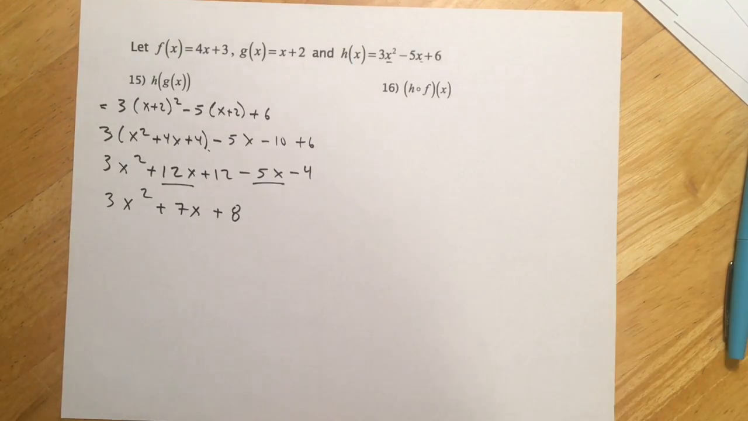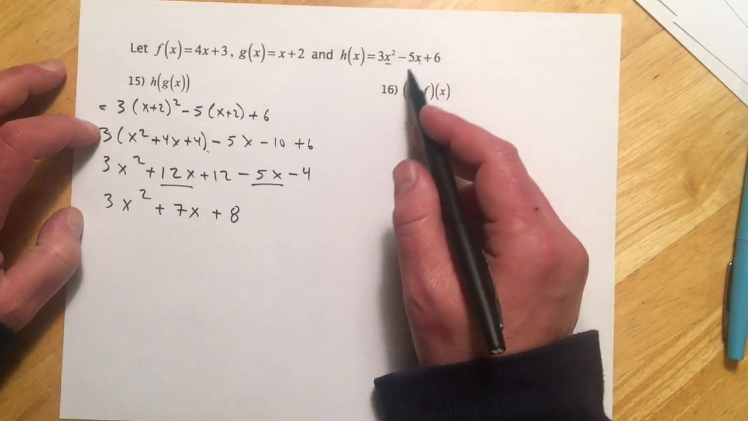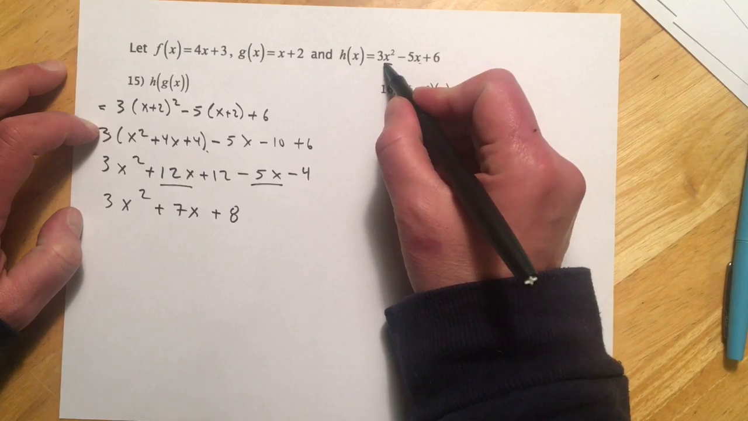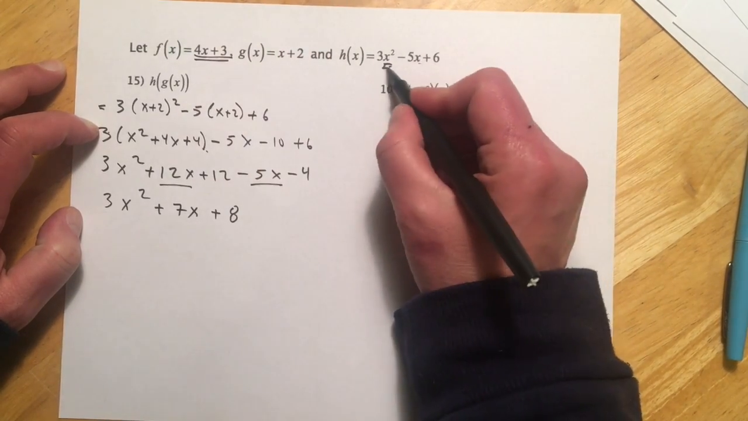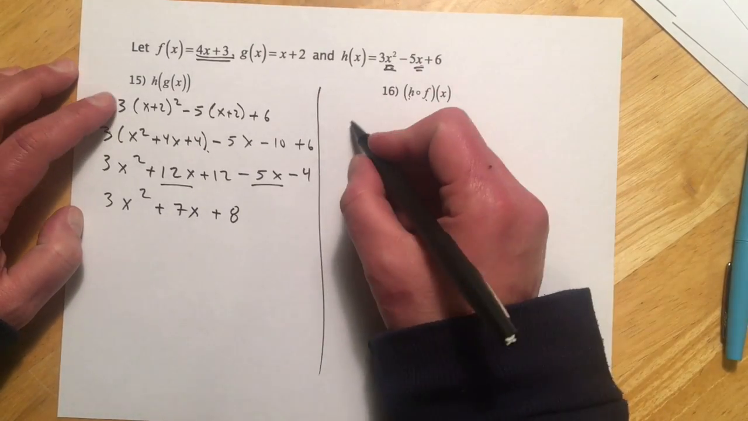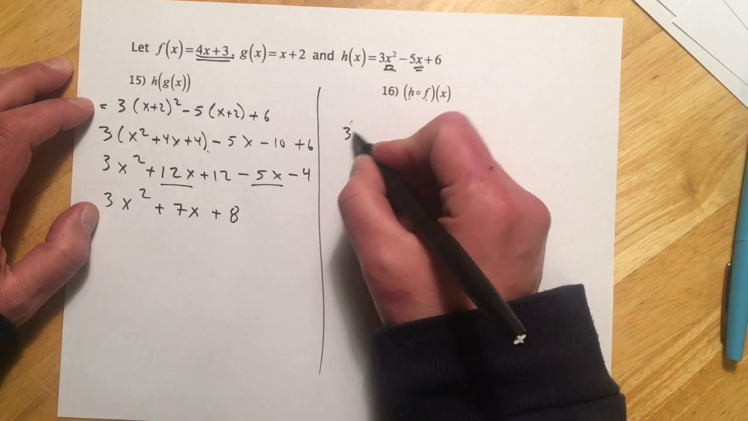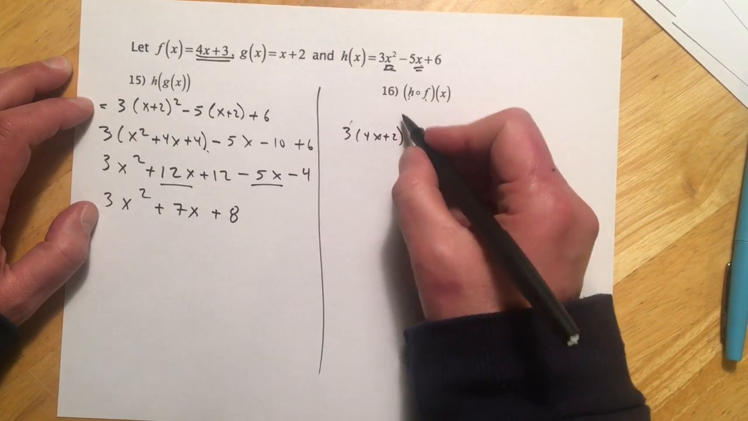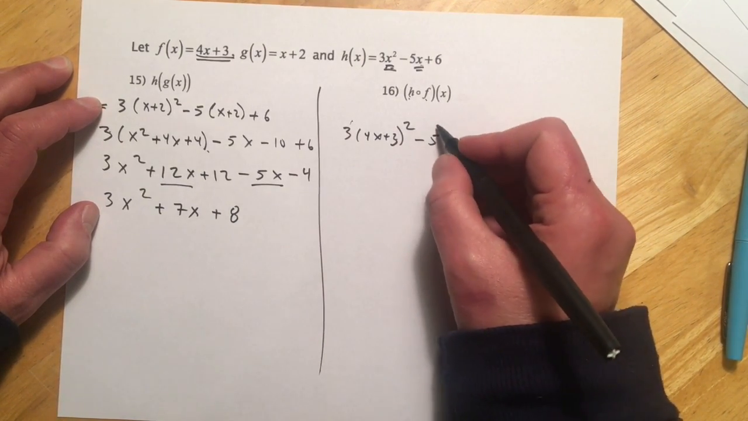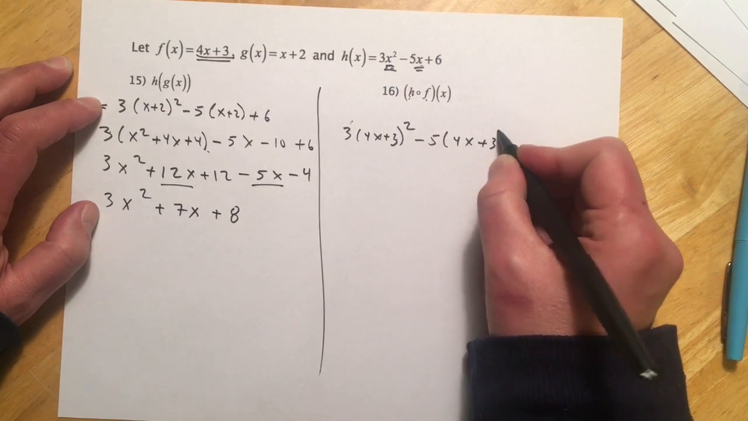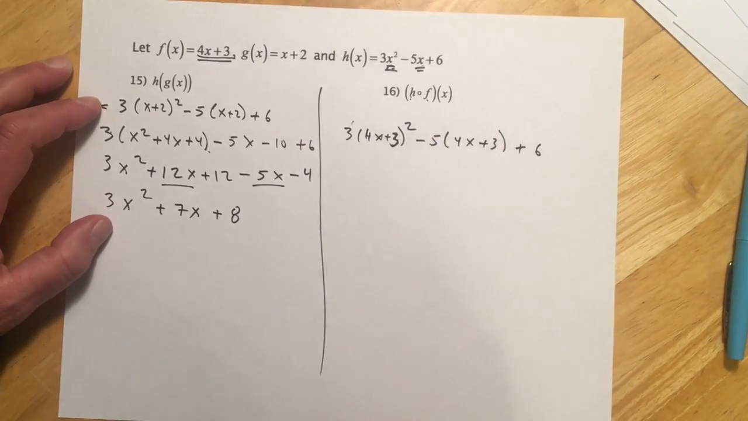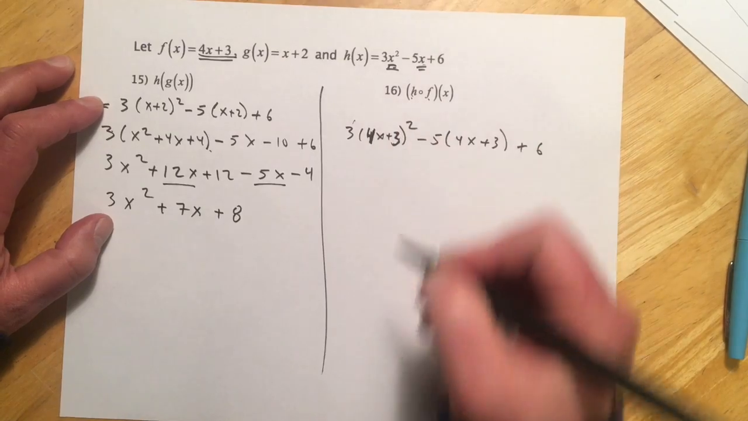And then this last one, so we're going to go, in this case, h is going to eat f. So everywhere there's an x in h, it's going to get that thing right there. So it's a lot like this problem, just a little bit slightly bigger numbers. So this is going to be 3 times 4x plus 3, and oops, that's a 3 squared, and then minus 5 times 4x plus 3, and then plus 6. It's just not getting better, is it?